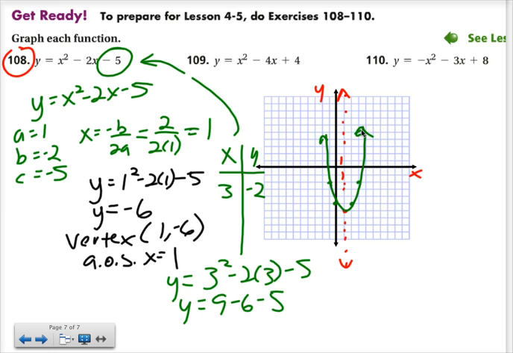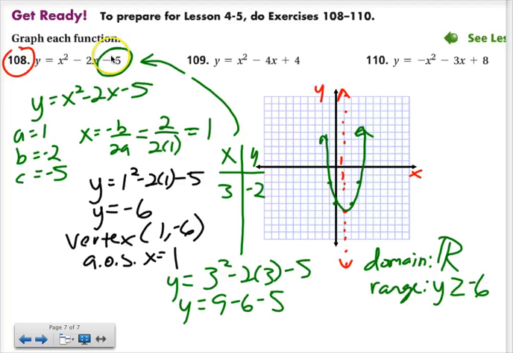And there it is. So graph each function. I have all the important pieces of this recognized. While I'm here, I'm also going to go ahead and do the domain and range, even though they didn't ask for it. I know my domain is all reals, and my range is determined by the fact that this is going to open up, and that my y-coordinate of my vertex was negative 6. So y is greater than or equal to negative 6. That way I'd have everything covered if this were on a quiz or a test. That should do it for this section.